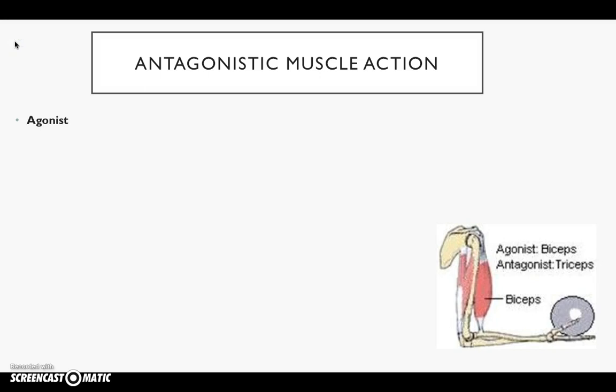So the agonist during a bicep curl. First of all, an agonist is a muscle responsible for creating movement at a joint, also known as the prime mover. So during a bicep curl, the agonist is the biceps. The biceps are creating that movement at that joint. So during a bicep curl, agonist is the bicep. So what's the antagonist then?